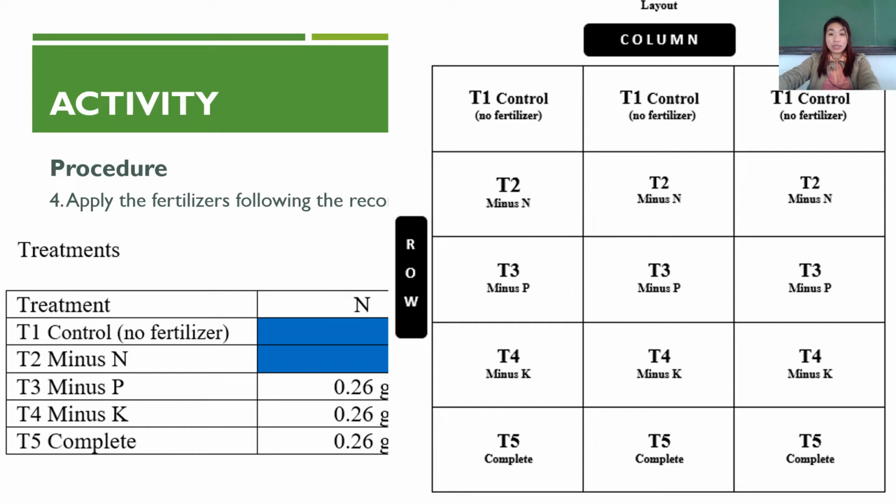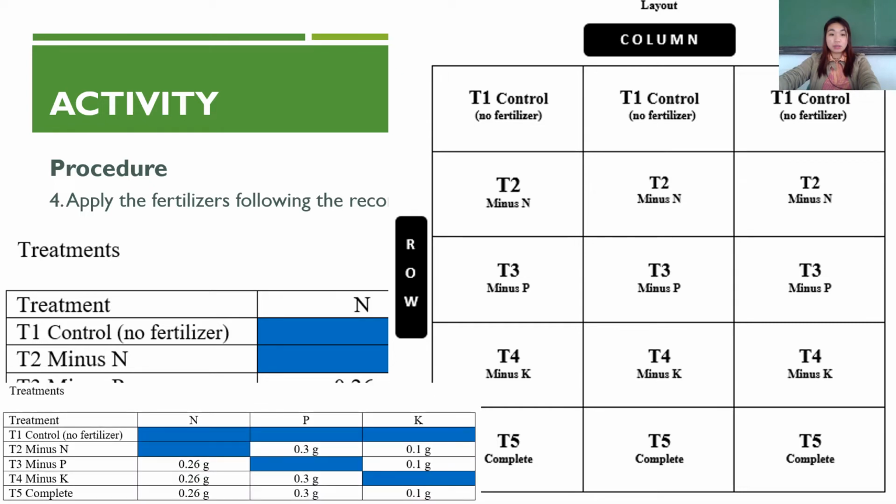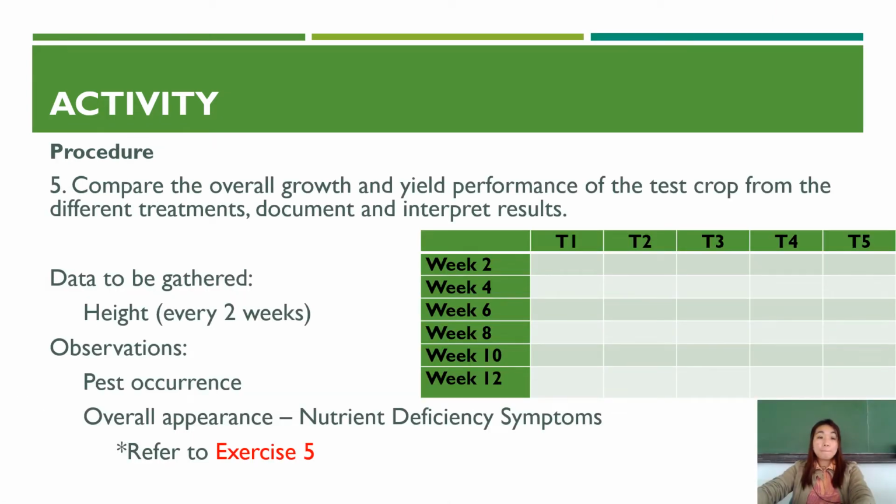Okay, again, for your layout. Yan. Okay, now, pag okay na kayo doon, okay, so compare the overall growth and yield performance of the test crop from the different treatments, document and interpret results. So, yung mga data that you have to gather are height, that should be every 2 weeks, and then observe the pest occurrence and overall appearance of your test crop.